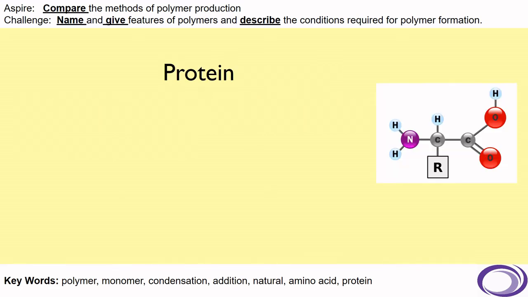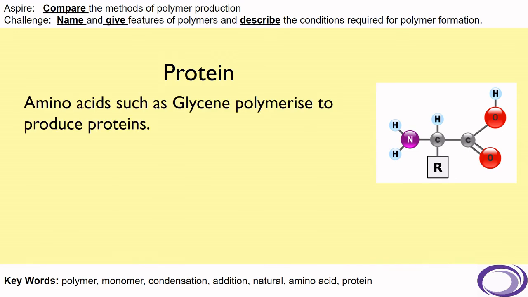So the first one would be proteins. An example of an amino acid is on the screen at the moment. You can see a box that says R, and that is the part of the molecule that changes to give us our different proteins. But like earlier, we have two functional groups. There's an amine group, which is the NH2, and then we've got our carboxyl group as well, as we did on our carboxylic acids. And it's those parts that will react to form a polymer chain.